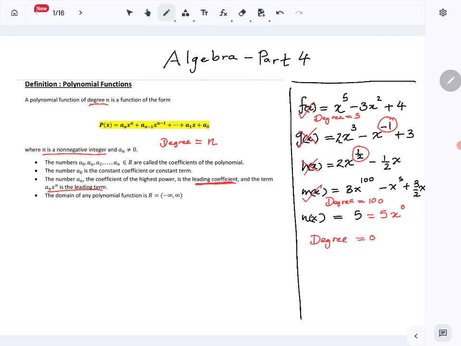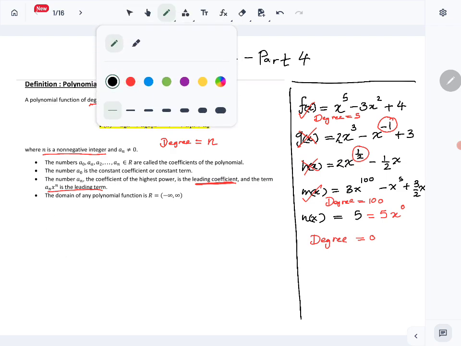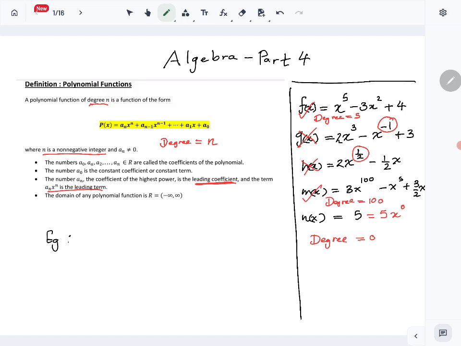Okay, then let me write an example. Right, let's take this as our polynomial.